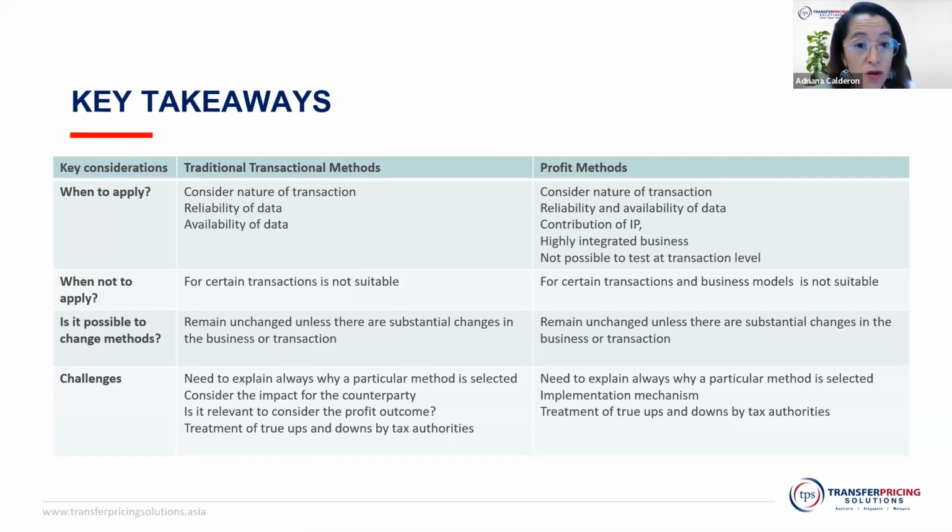There is a lot of work, I will say, in profit splits when it comes to implementation mechanisms, because you will have to do some planning beforehand. I don't think this is something you can implement after your year end. You really need to plan ahead, probably one year before you implement it, because you're going to have to run some models and some numbers. And as we said, there is the treatment of true ups and true downs.